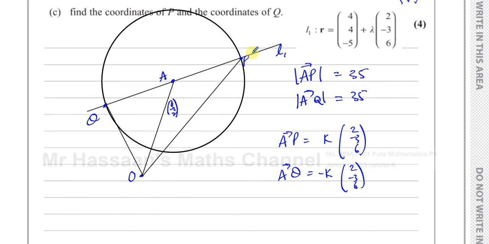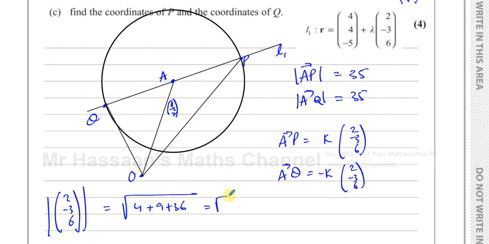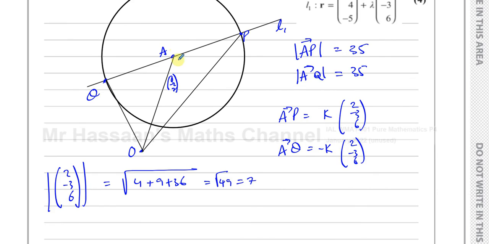We know its direction, which is (2, -3, 6). We know its magnitude too. Let's find the magnitude of the vector (2, -3, 6). I think we worked it out already: that's 4 plus 9 plus 36, so it's going to be the square root of 49, which is 7. So the magnitude of this vector, (2, -3, 6), is 7.